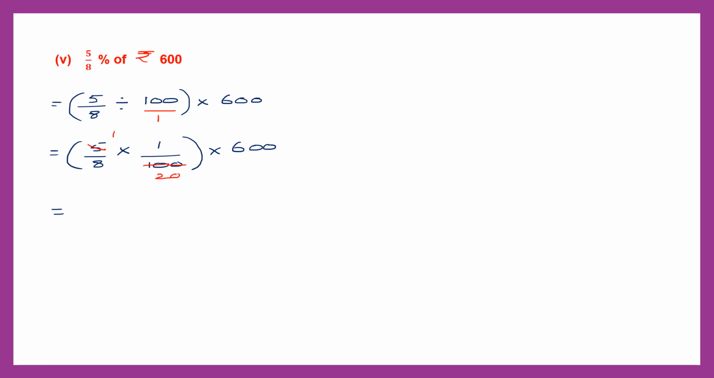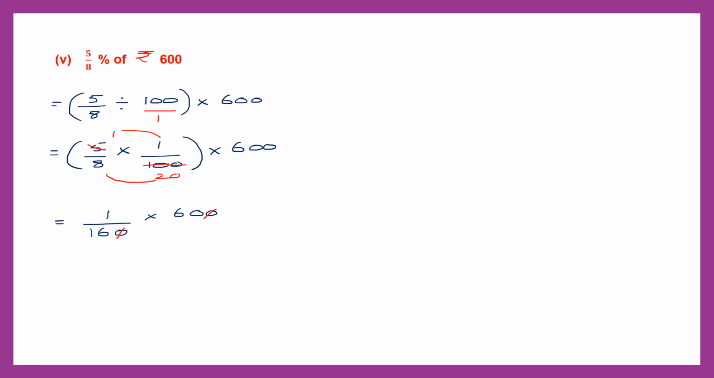Now there's nothing else you can cancel, so multiply the numerators and the denominators. So what do we get? When we multiply the numerators, 1 into 1 is 1, and 8 into 20. 8 twos are 16, so 8 into 20 is 160. And then we multiply this here with 600. Now let's cancel the zeros. Cancel 1 0 here and 1 0 here.